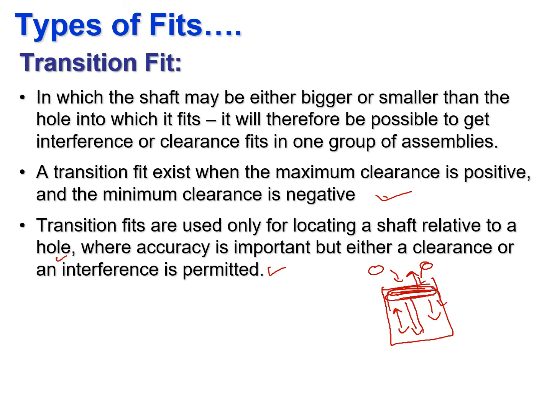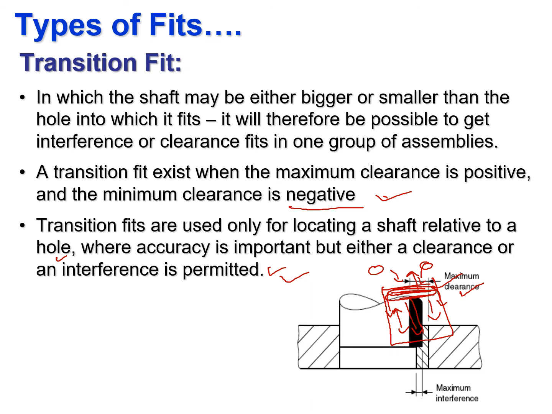These are examples of a transition fit where, as it is stated right here, the maximum clearance is positive and the minimum clearance is negative. So it is also used for locating a shaft relative to a hole where the accuracy is important, but either a clearance or an interference is permitted. Here interference is permitted, but it also locates this piston in this cylinder, and it does not allow the piston to move or vibrate in this cylinder. So this is the type of a transition fit, as you can see from this diagram.